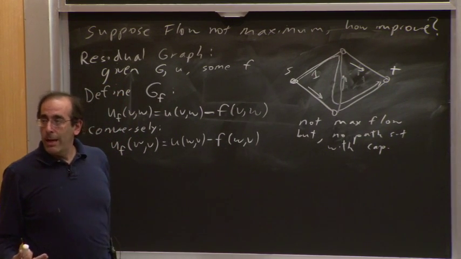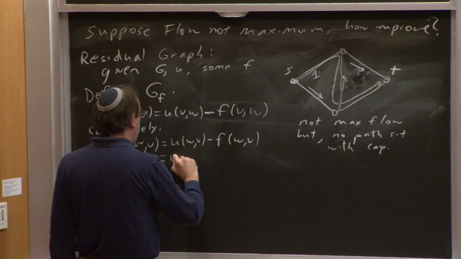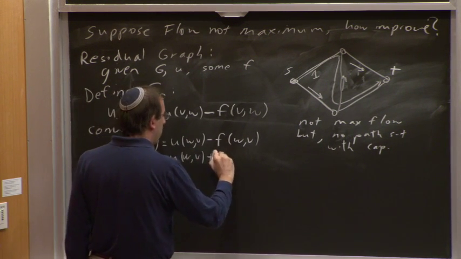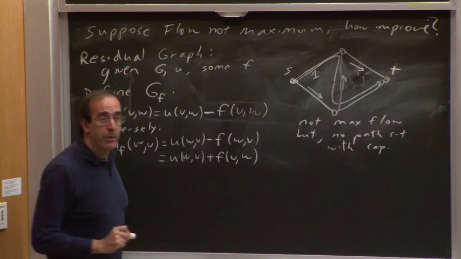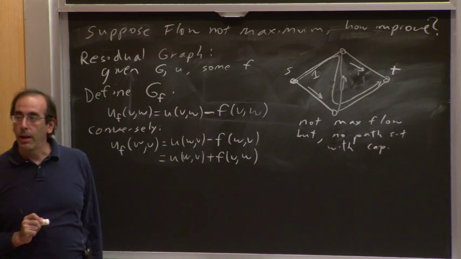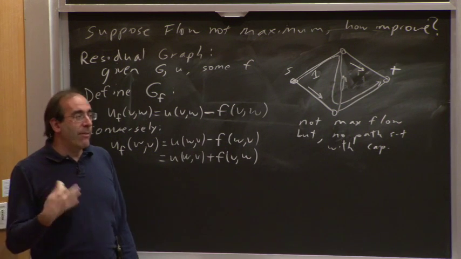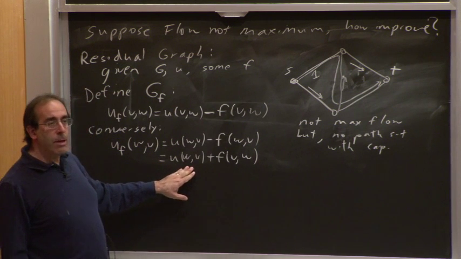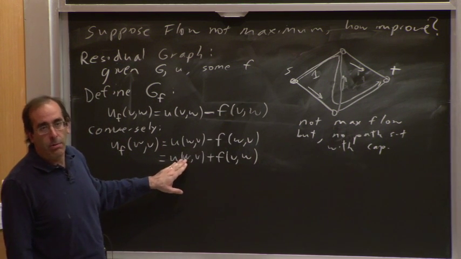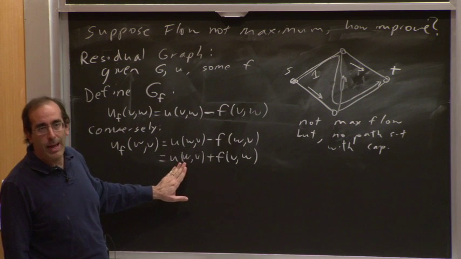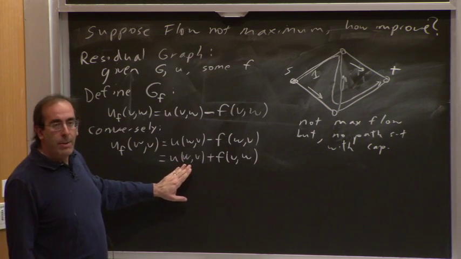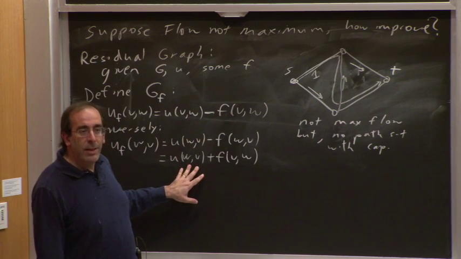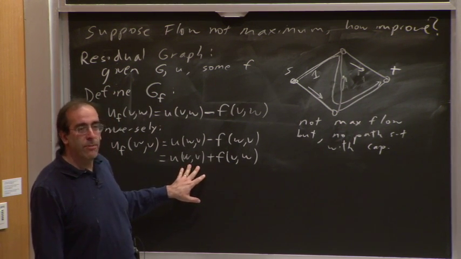Well, it's skew symmetric. So in fact, this is just equal to the capacity from W to V plus the amount of flow going from V to W. Okay? And that represents something very natural. What it's saying is that I had some capacity from W to V. It might have been 0. But I did have some capacity from W to V. But I went and sent some flow from V to W. So in a sense, that's giving me more capacity to send stuff from W to V.